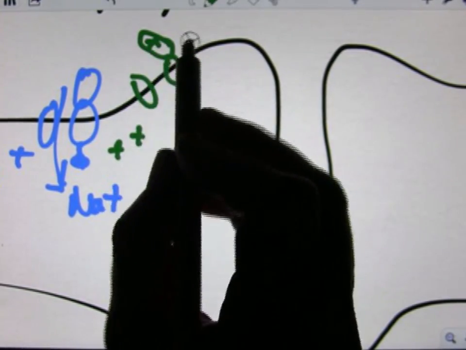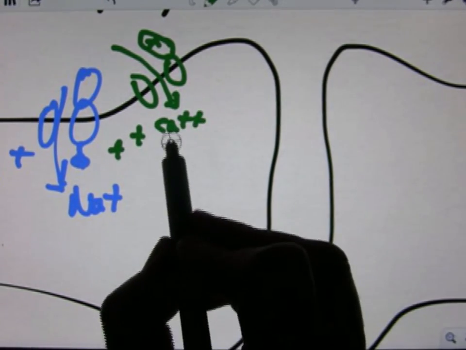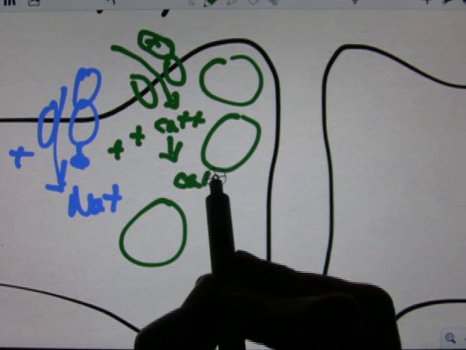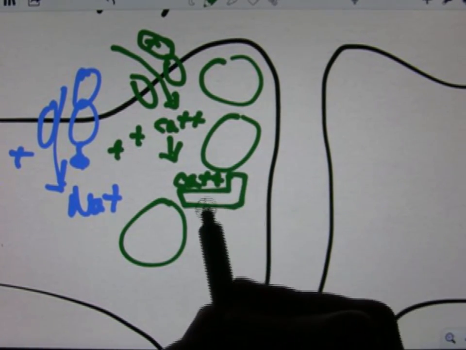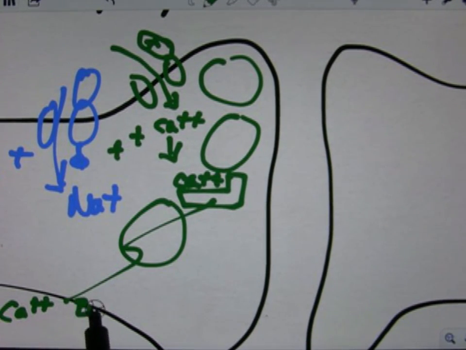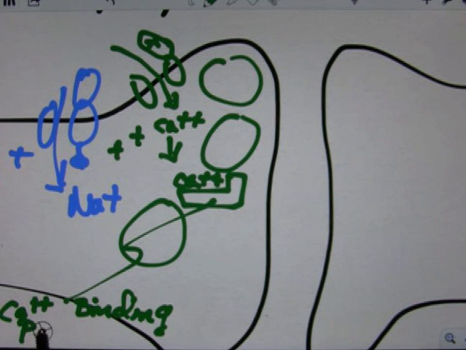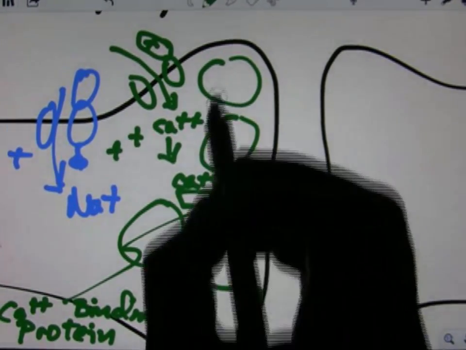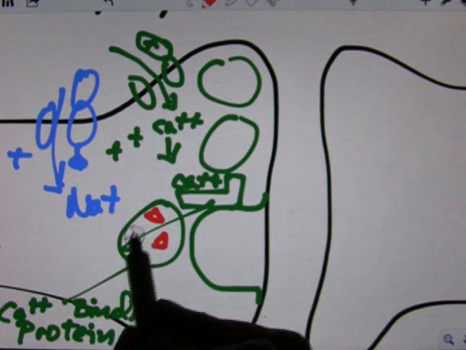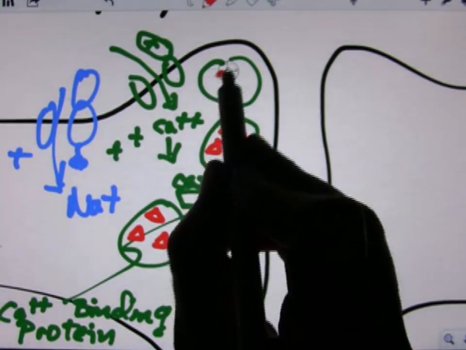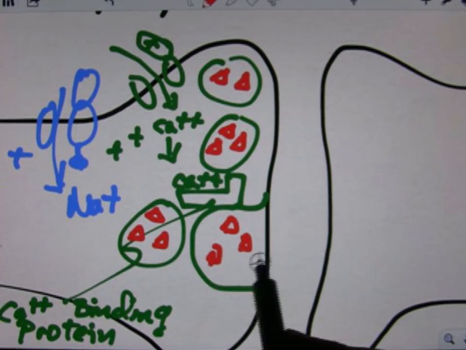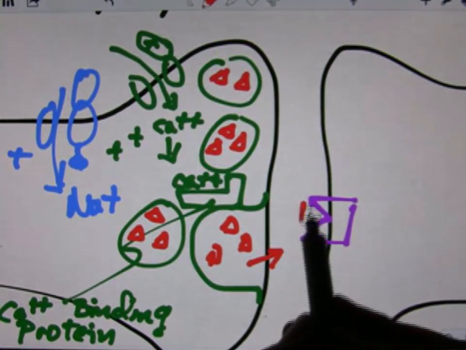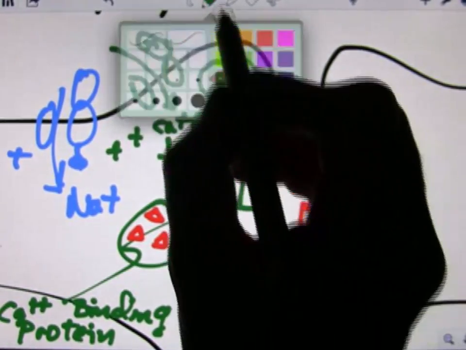would open voltage-gated calcium channels, allowing calcium in. That calcium interacts with existing vesicles by binding to a calcium binding protein. That calcium binding protein, once it's bound to a vesicle of neurotransmitter, allows the neurotransmitter out. The neurotransmitter can bind to a receptor. In this case, I'll show you a metabotropic receptor.